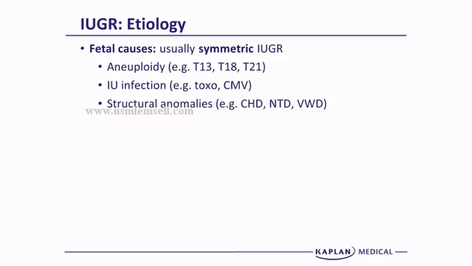Well, this slide shows that there are three general causes that we think of. There are fetal causes, there are placental causes, there are maternal causes. The fetal causes are usually symmetric IUGR. The placental and the maternal are asymmetric. The reason the fetal causes are symmetric is because it is a decrease in the growth potential of these fetuses. It is intrinsic to the fetus.